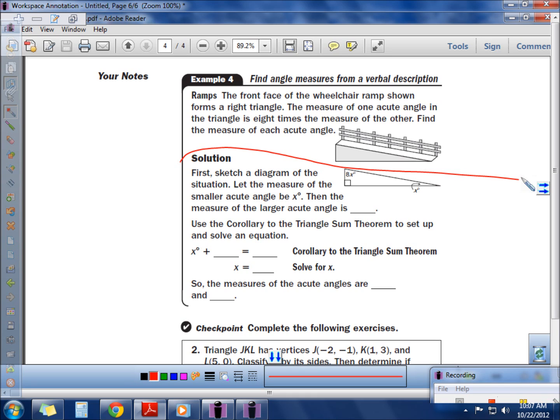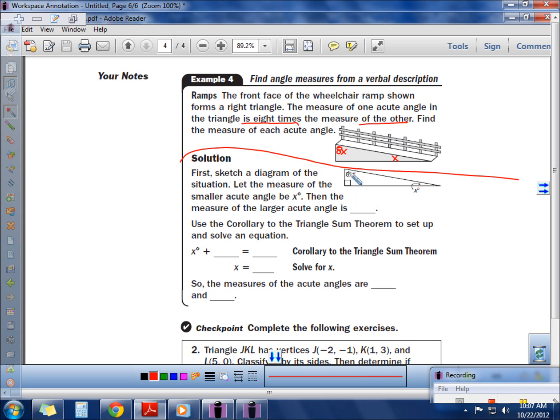It says the measure of one acute angle is 8 times the measure of the other. So if I call one of them x, the other is 8 times that value. That's why it's 8x. That's how they got this picture right here. But you have to be able to read and understand that from the picture. You have to understand that it's talking about the 2 acute angles. You have to understand that one of them is unknown, the other is 8 times the value of the unknown.